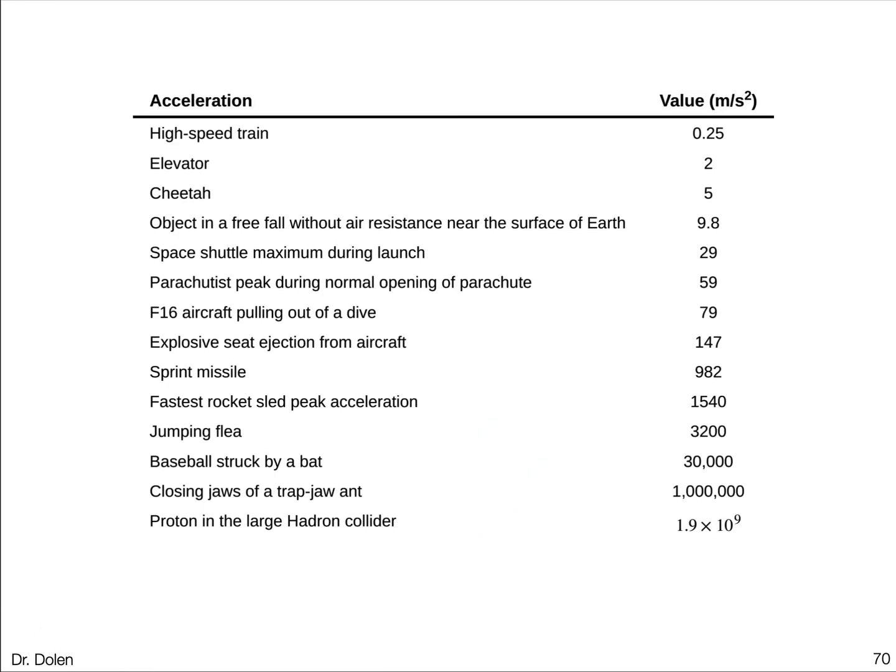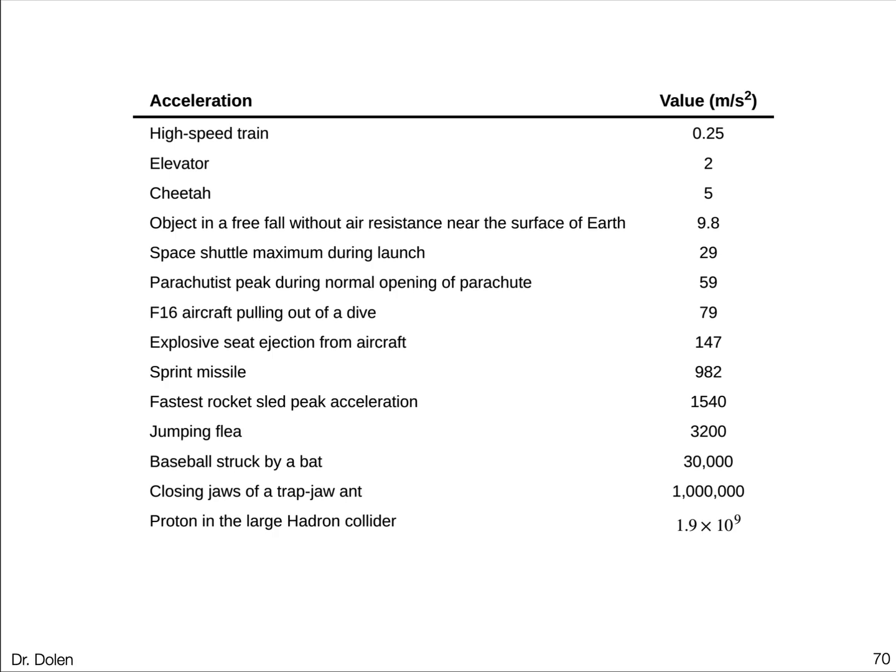Just like we did for velocity, it's important to have some pictures in our head of what different accelerations are. In everyday life, if you're on a train or something like that, you may experience something like 0.25 meters per second squared of acceleration. An elevator will actually accelerate even more, 2 meters per second squared. A really fast animal like a cheetah can accelerate at 5 meters per second squared. As we'll talk about later in this chapter, an object in free fall without any air resistance near the surface of the Earth will accelerate at 9.8 meters per second squared. So that's something relatively familiar. You can drop something and that's the acceleration you observe.